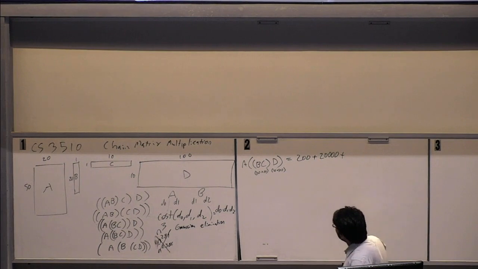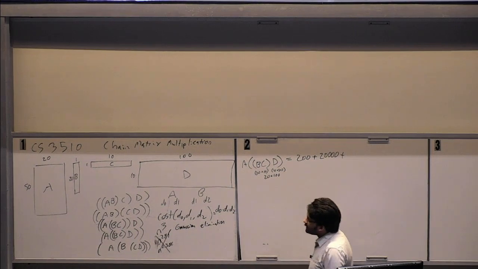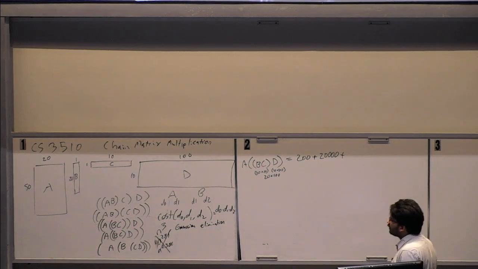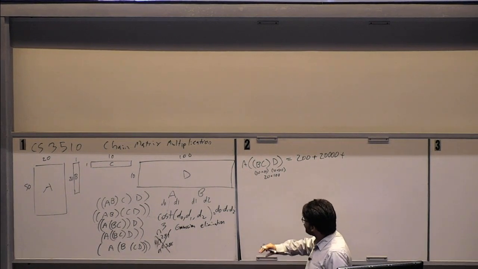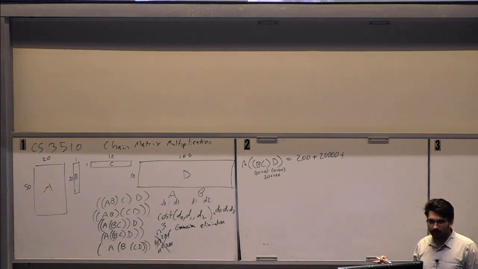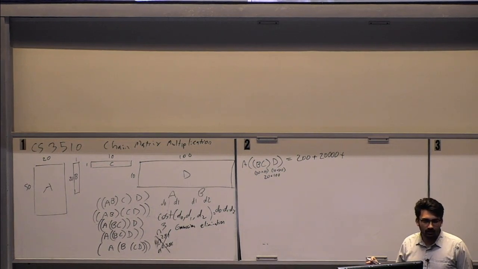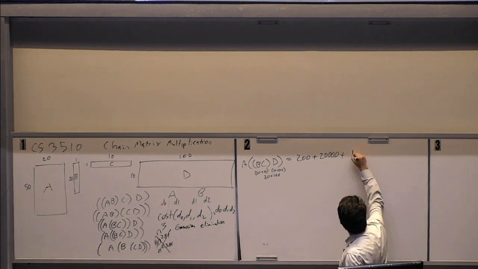Plus, and then that's going to give us a 20 times 100 matrix. And A is a 50 by 20 matrix. So we're going to get 50 times 20 times 100. What is 50 times 20 times 100? Someone do this math for me. 50 times 20 times 100? 100,000? That sounds right.